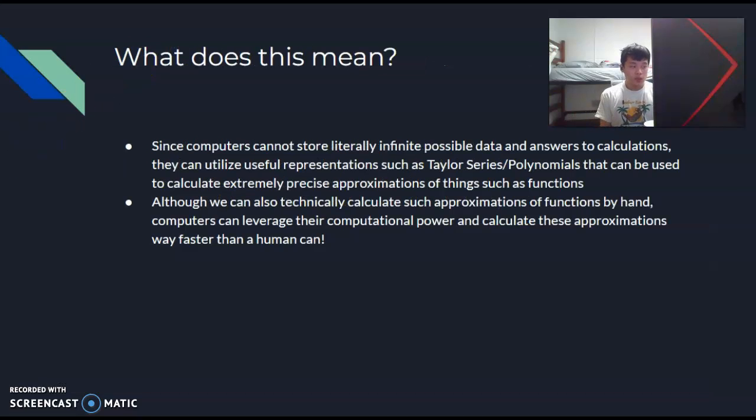So what does this mean? Since computers cannot store literally infinite possible data and answers to calculations, they can utilize useful representations such as Taylor series and polynomials that can be used to calculate extremely precise approximations of things such as functions. Although we can also technically calculate such approximations of functions by hand, computers can leverage their computational power and calculate these approximations way faster than a human can.